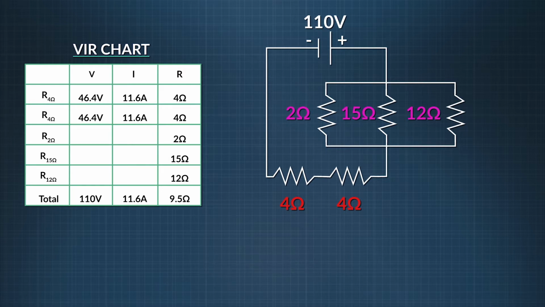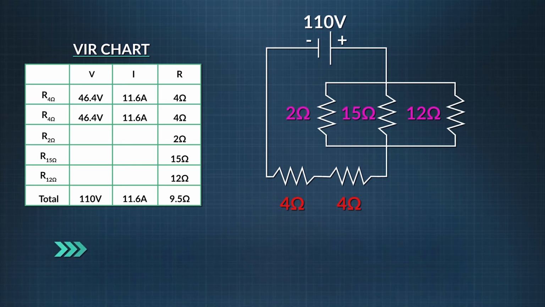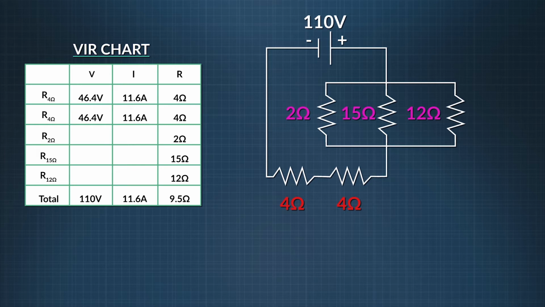Now, let's look at the relationship between the voltage in series and parallel circuits, which is similar to that of current, but it's flipped, like this. The total voltage in a series circuit equals the sum of all of the voltages through the resistors. In a parallel circuit, total voltage is the same for all resistors in parallel. Since each 4-ohm resistor has a voltage across them of 46.4 volts, this gives us a total voltage drop across those resistors in series of 92.8 volts.